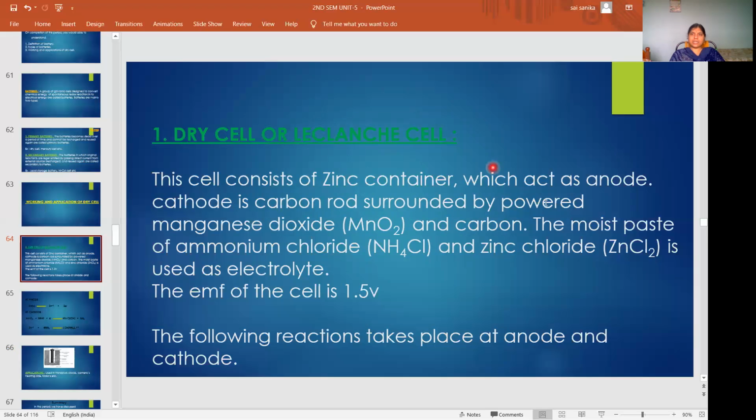So here which is acting as anode? The zinc container itself is acting as anode. That means this zinc itself is undergoing oxidation. And the graphite rod or carbon rod is acting as cathode when it is surrounded by manganese dioxide and carbon powder, that is black carbon powder. So that will act as cathode. So at the cathode reduction will take place. So we will see the reactions here.